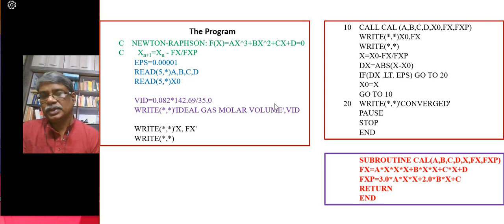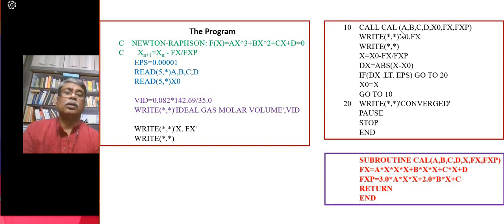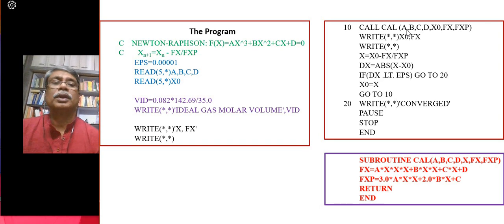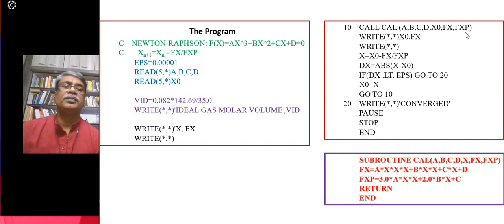So for that purpose, I have evaluated the ideal gas volume per mole, and then it writes the iterative x and the function value, and it calls a subroutine subprogram. So it gives in the argument list a, b, c, d, x, all the inputs, and it gives you back the function value fx and the first derivative, fxp. Fxp means first derivative, prime. So it writes the f0, x0 and fx.